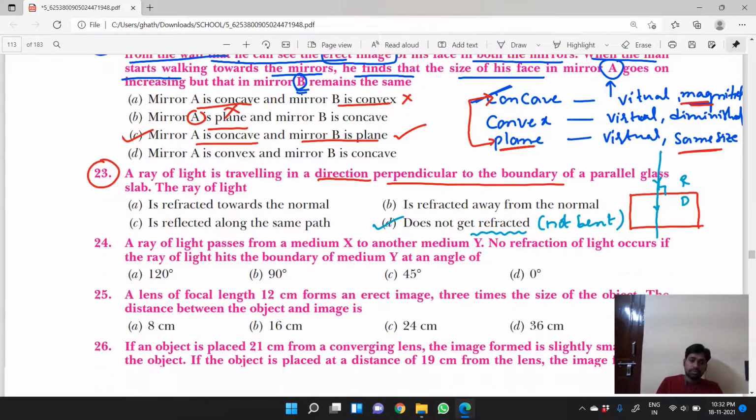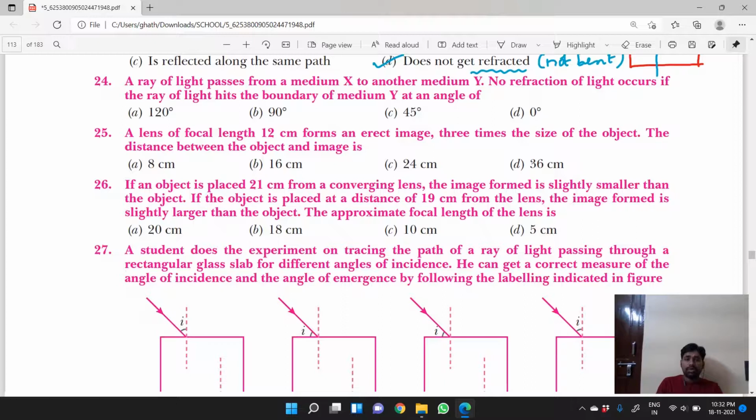Next, come to question number 24. A ray of light is passing from medium X to another medium Y. No refraction of light occurs.